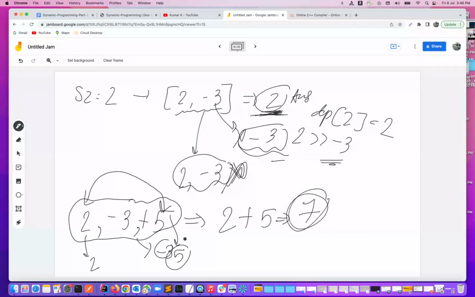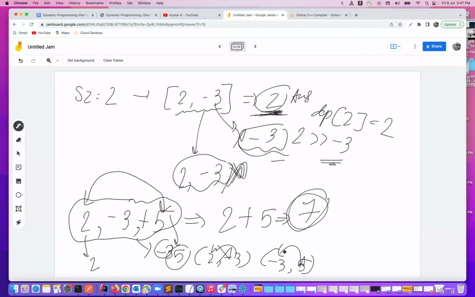And we can also not choose things like 2 and minus 3. Why? Because this is not allowed. These are adjacent. Also, you cannot choose minus 3 and 5. Why? Because these are adjacent, guys. Adjacent things we cannot choose.